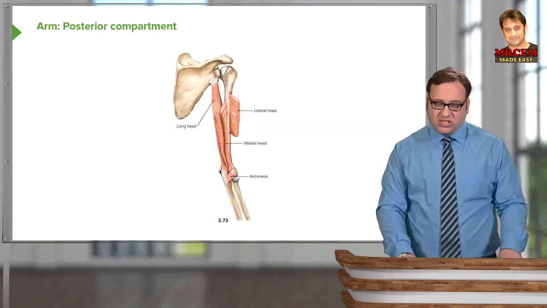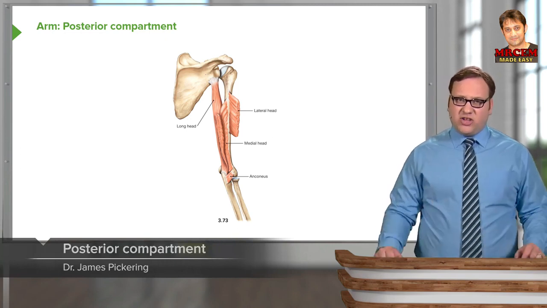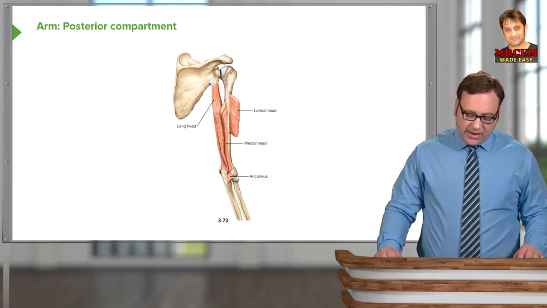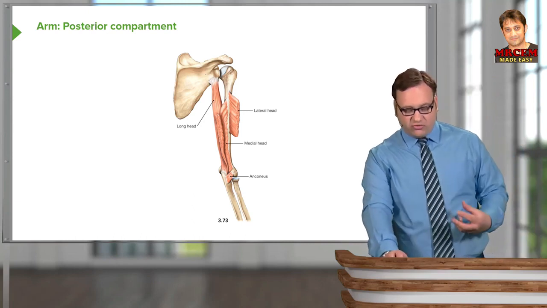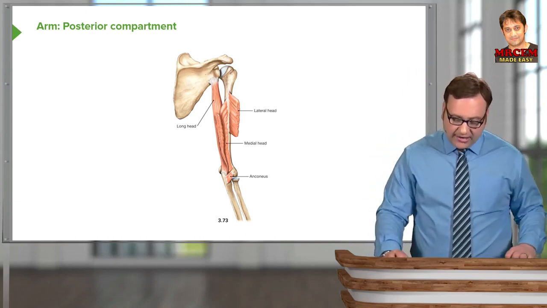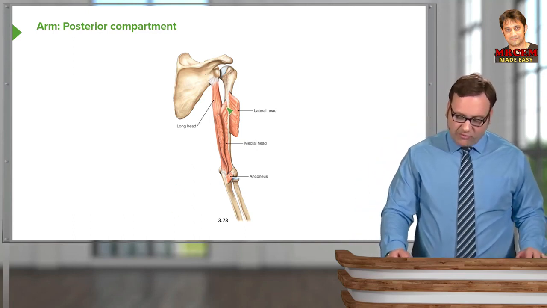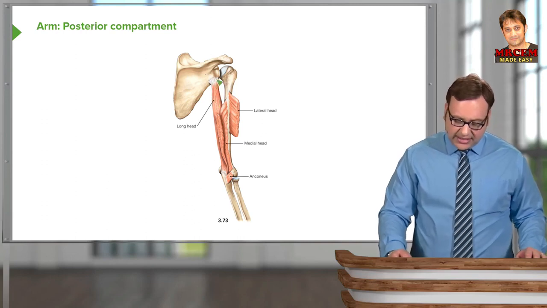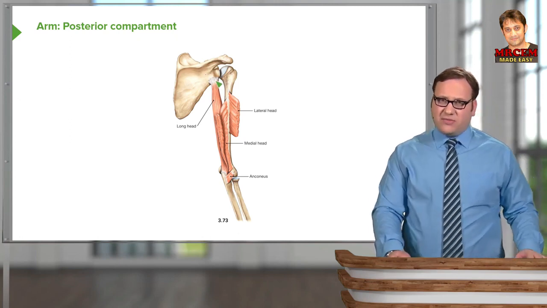Now let's move on to the posterior compartment of the arm. These muscles lie behind the humerus and the medial and lateral intermuscular septi. What we have is triceps brachii. This muscle has 3 heads, a long head, a lateral head, and a medial head, which we've seen some of before. We've mentioned the long head when we covered various spaces. We can see the long head here is passing from the infraglenoid tubercle of the glenoid cavity.